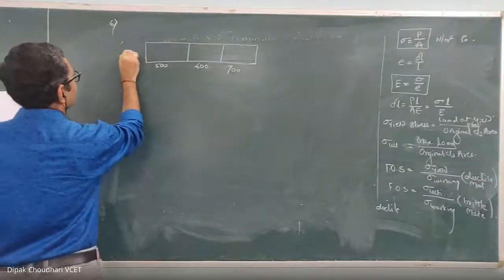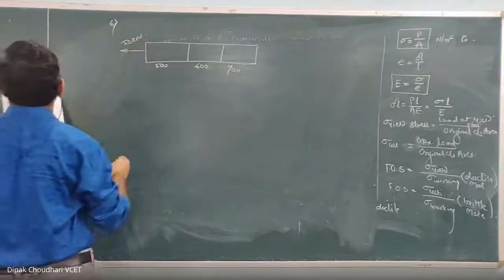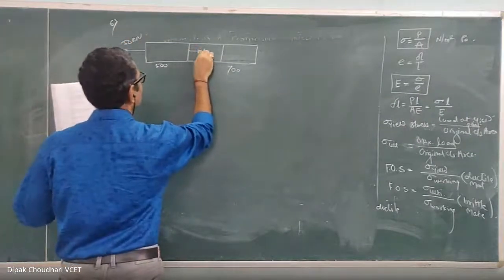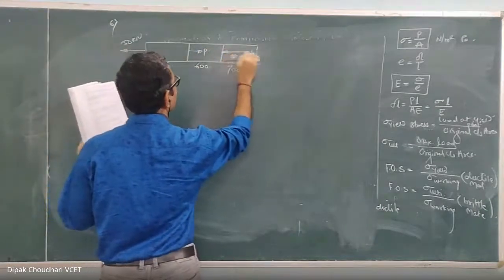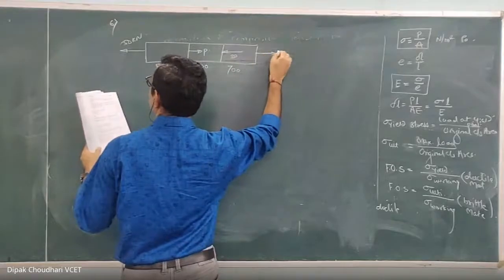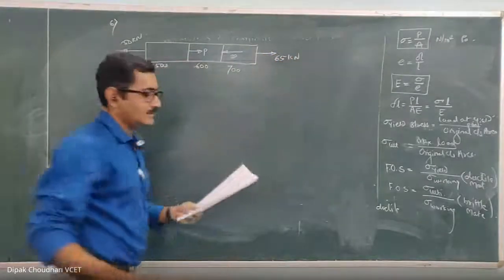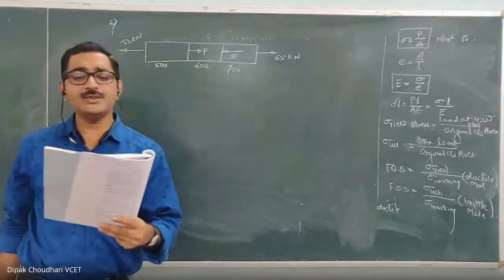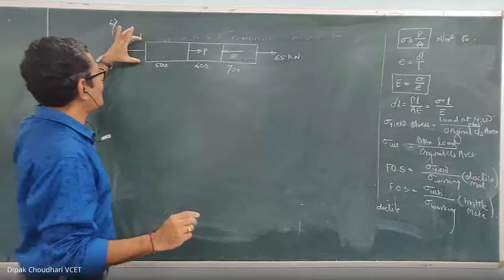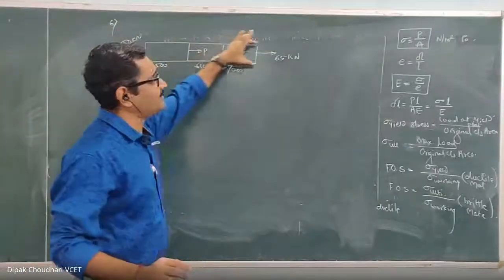It is subjected to the 50 kilonewton force on the left side. At the intermediate point, one force P is there, here one force P 30 kilonewton. And at the extreme right, the force is 65 kilonewton. Okay, this figure is given. And it is given that a circular bar having 200 millimeter square area, the cross-sectional area, even though 3 parts are there, the cross-sectional area is same.